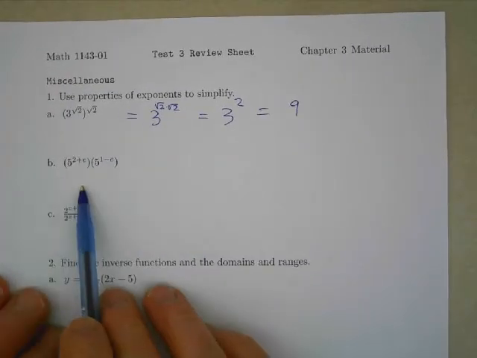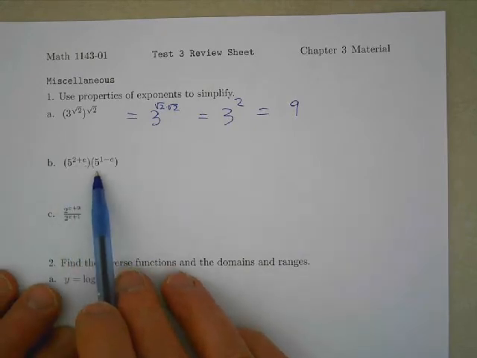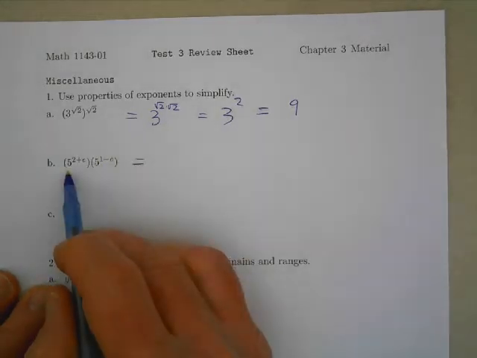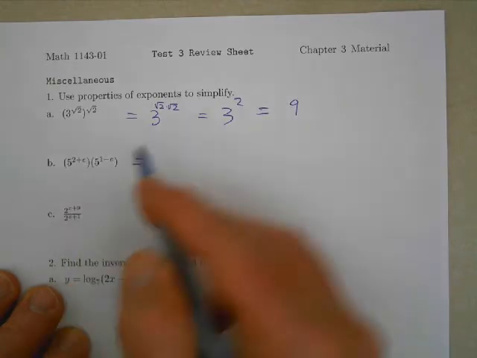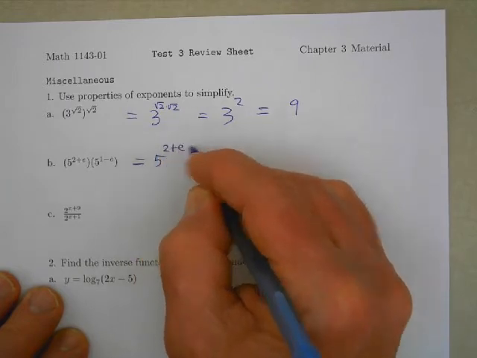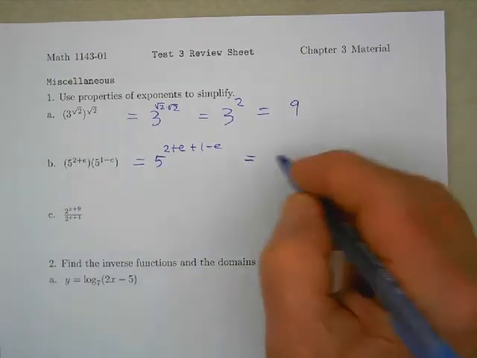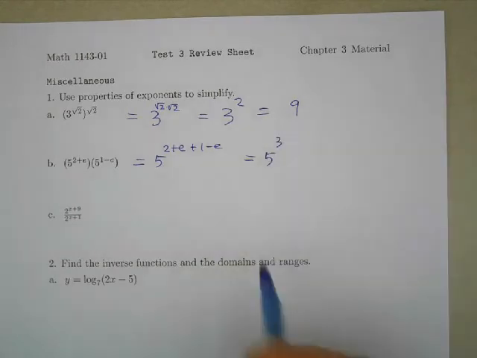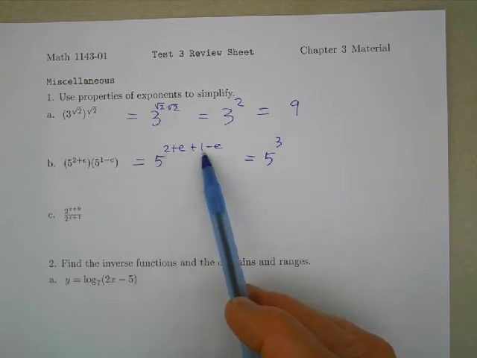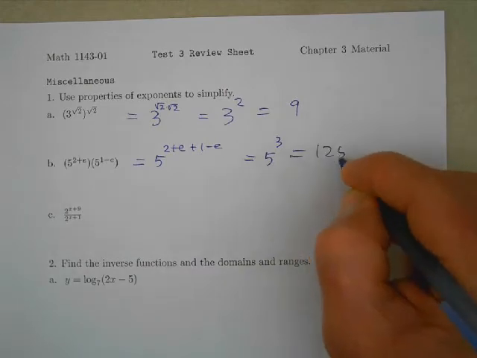In the next example, we have 5 raised to the exponent 2 plus e, and we're multiplying that by 5 raised to the exponent 1 minus e. So we're multiplying 2 terms that have the same base, so what we do is we add the exponents. So it's 5 to the 2 plus e plus 1 minus e. And then do the arithmetic. We get 5 to the 3rd. The plus e and the minus e add up to 0, and then 2 plus 1 is 3. And then 5 to the 3rd, that's just 5 times 5 times 5, which is 125.